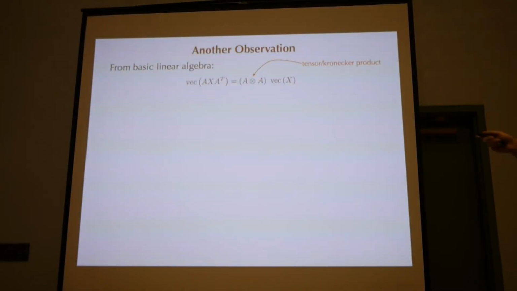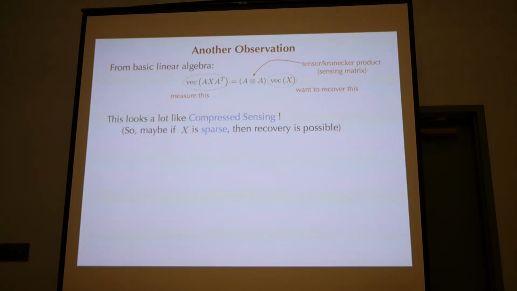Here's another simple observation, which is that if you vectorize this, AXA transpose, then it looks like A Kronecker A times the vector of X. So this is, again, from basic linear algebra. It's called a Kronecker product if you're from signal processing, or if you're from somewhere else, you call it tensor product, I guess. So this is a sensing matrix. You can think of A Kronecker A as your sensing matrix. I'll use these two words interchangeably. And you want to recover vec of X, and what you have access to is this, right?